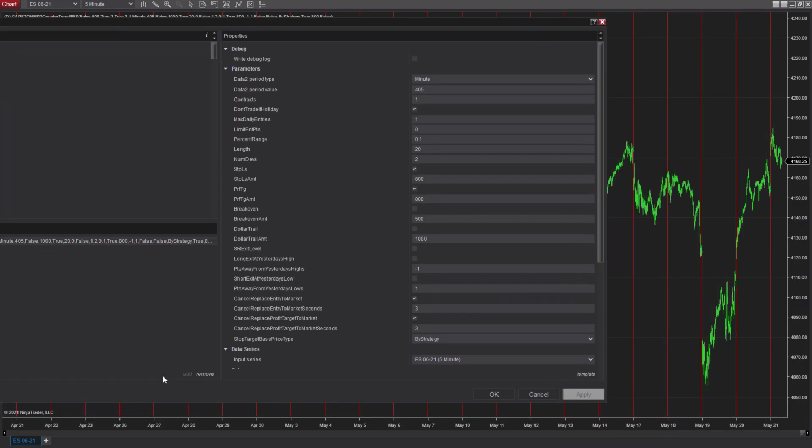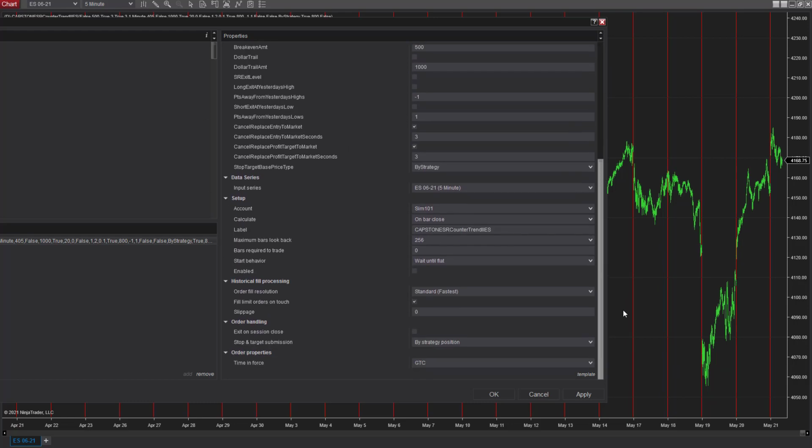So both these strategies can work on the E-mini S&P, E-mini NASDAQ. You can adjust the number of contracts, the max daily entries, some of these other parameters. You can adjust the stop loss, the profit target. You can uncheck the profit target to turn it off. This one isn't split into longs and shorts. It's just set up so that the profit target and stop loss are the same for both long and shorts. And dollar trail and break even are turned off by default. And so let's turn this on and look at the results.